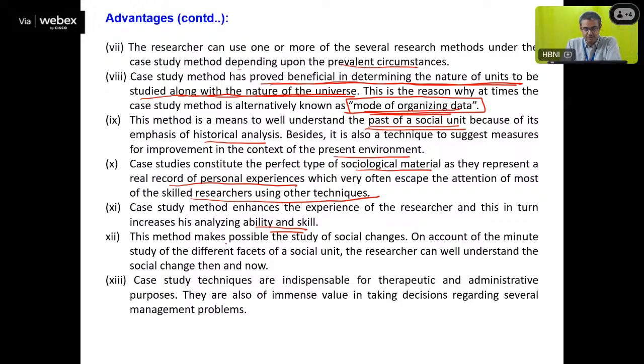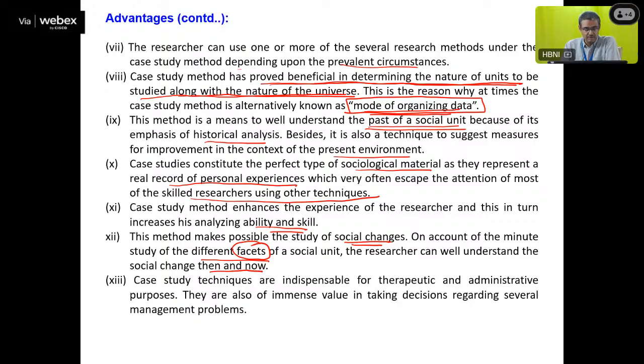This method makes possible the study of social changes, on account of minute study of different facets of a social unit. The researcher can well understand the social change then and now. So past and present, all facets, as we discussed last time, the characteristic of the case study method is that all facets of the unit have to be researched upon. Okay, data collection on all facets. So if you do it in such an extensive way on all facets, the researcher can well understand the social change, past and present, then and now.